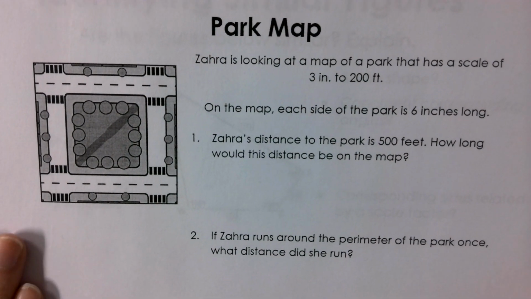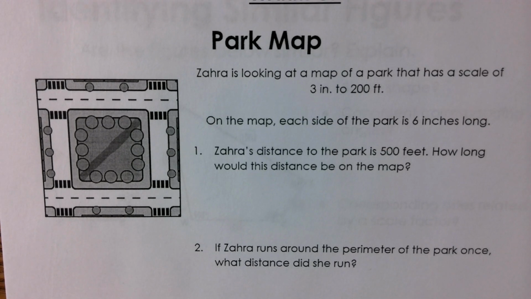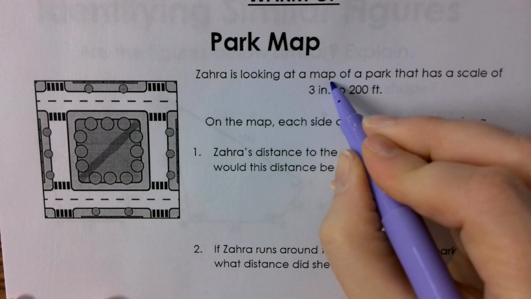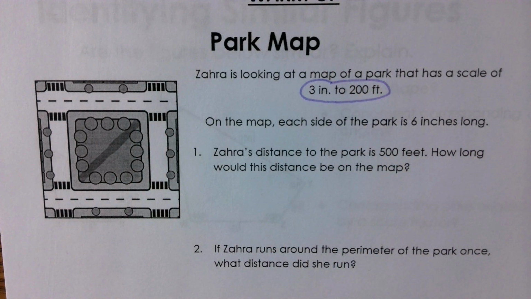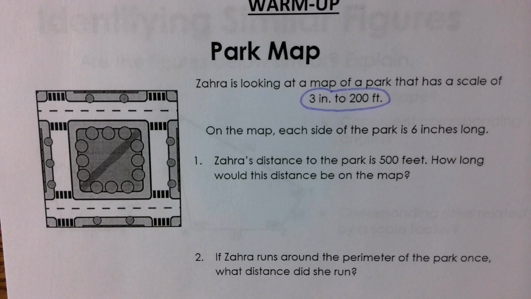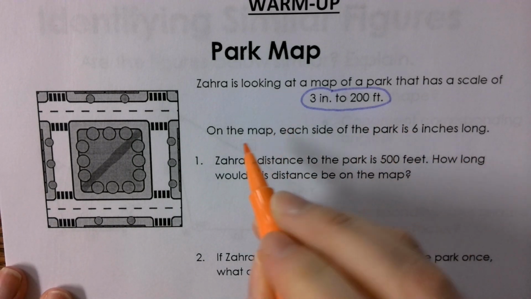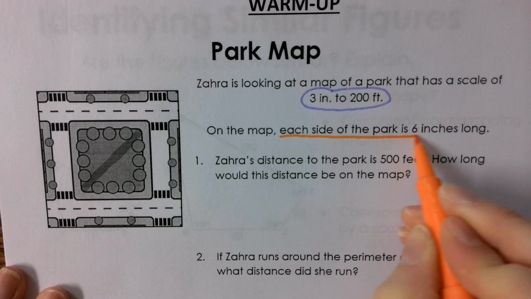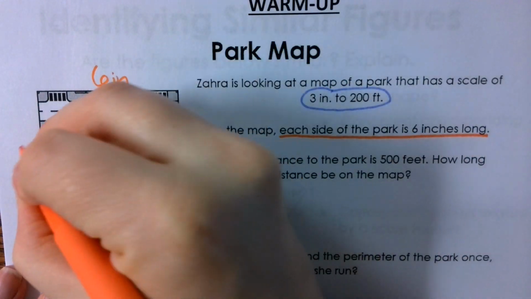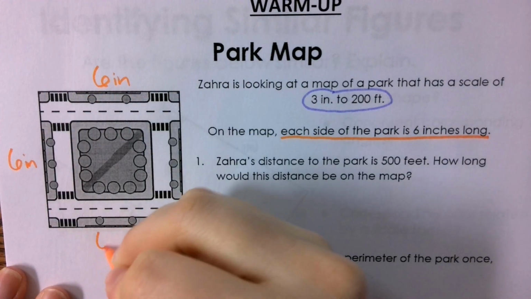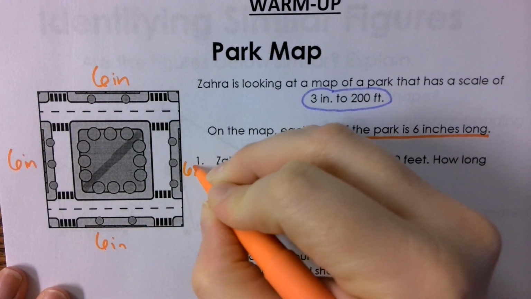Okay, let's go ahead and go over the answers. The first thing that we want to make sure that we have an understanding of is that we do have this scale here. We have the 3 inches to 200 feet. So that's going to be the scale. We also have to have an understanding that we have on the map that each side of the park is going to be 6 inches long. So that means that this is going to be 6 inches, 6 inches, 6 inches, and 6 inches.